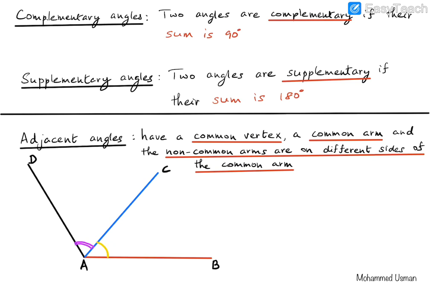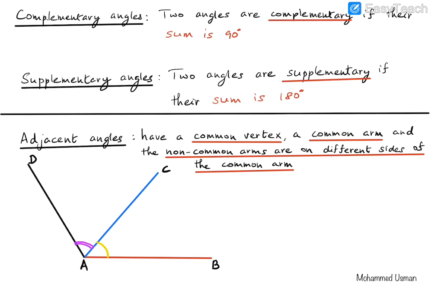And technically speaking, the property that the angles must satisfy to be adjacent angles is that they should have a common vertex. That means the two angles CAB and DAC have a common vertex, the meeting point, which is A. They have a common arm. So one of the line segments is common to both the angles. So this line here, AC, is common to this angle as well as this angle. So this line segment AC is part of this angle CAB and it's also part of this angle DAC. So there is a common arm.